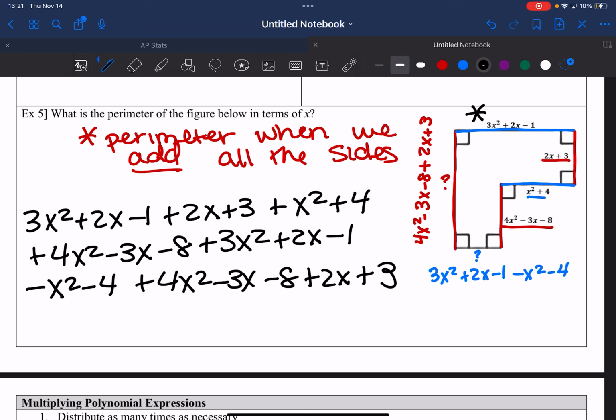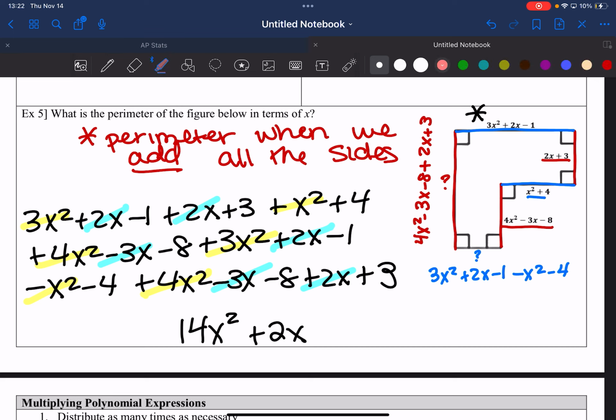Now we're going to combine like terms, and it looks like our highest exponent is the square. So I have 3x squared plus x squared is 4x squared plus 4x squared is 8x squared plus 3x squared is 11x squared minus x squared is 10x squared plus 4x squared is 14x squared. Now I'm going to do the same for just the x's. So 2x plus 2x is 4x, minus 3x is x, plus 2x is 3x, minus 3x is 0, plus 2x. So we have plus 2x.